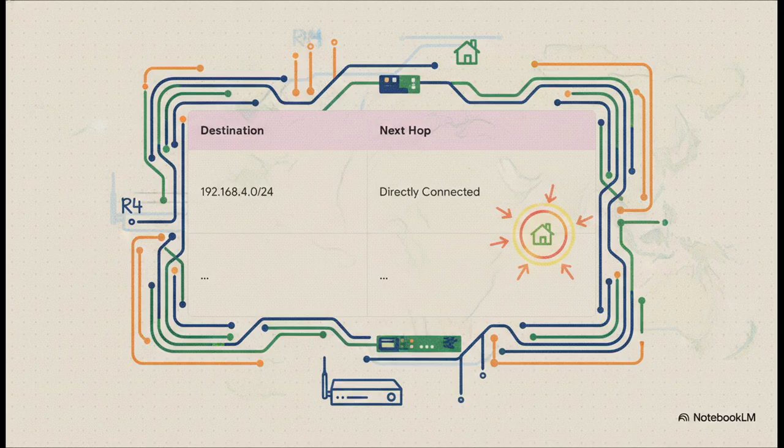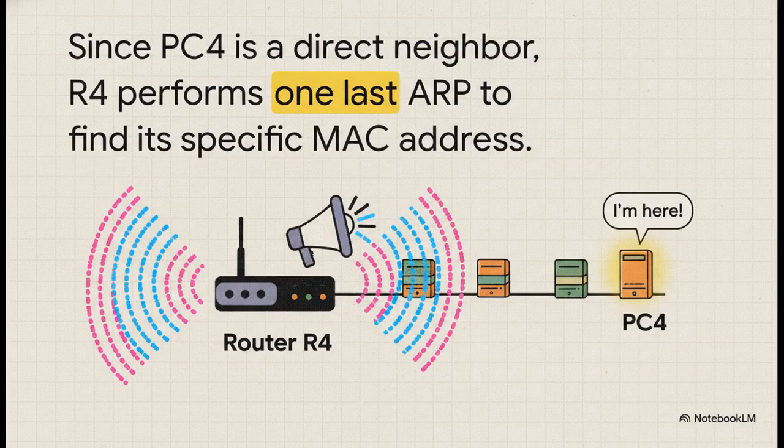192.168.4.1 and checks its routing table. But look what it finds. Directly connected. This is the magic phrase. R4 knows the destination isn't somewhere else out on the internet, it's right here, in its own backyard. Because the destination is local, R4's job changes from being a long-distance guide to a local delivery person. And to make that final delivery, it needs the specific MAC address of PC4.